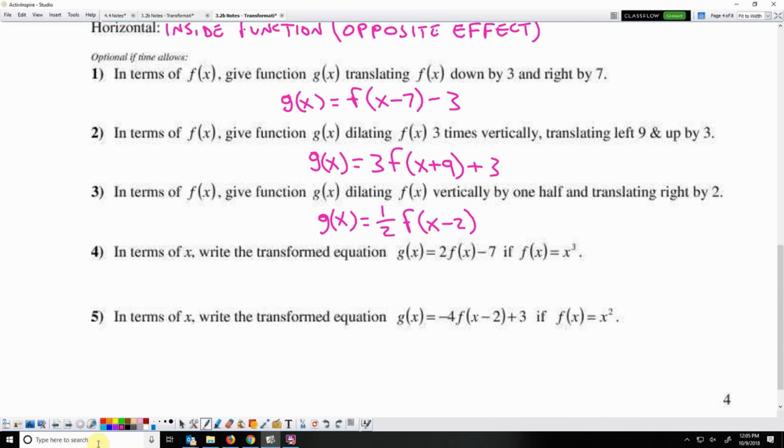Now I'm going to write an equation in terms of x. So it's going to be g of x equals, and instead of just writing f of x, it's going to be x cubed. So I want 2 times f of x minus 7. So that's 2 times x cubed. This one's a cubed function, minus 7. So this will be a cubed function, twice as tall, and shifted down 7 units.